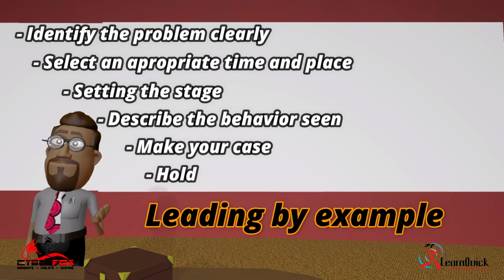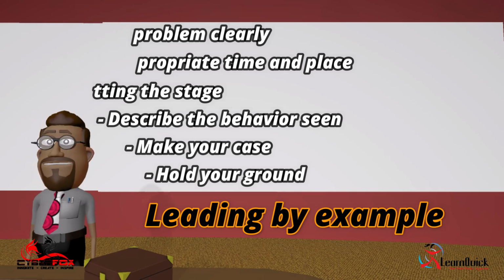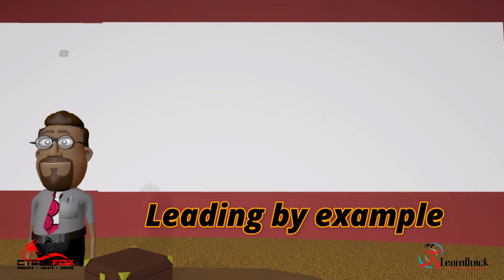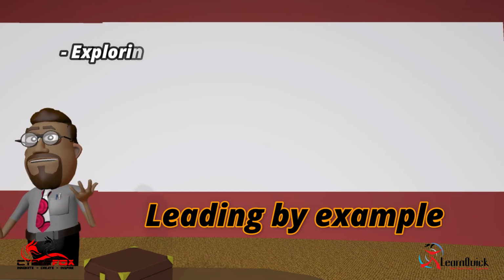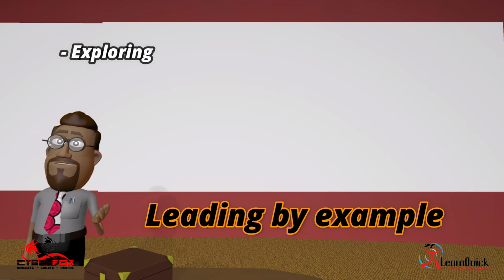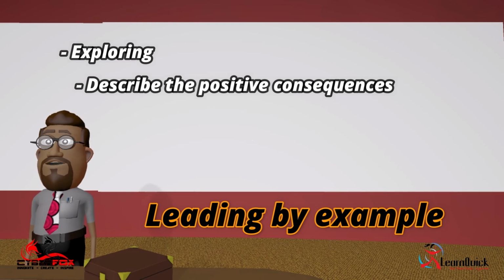The sixth step is holding your ground. If they push you back, then you need to listen for new information, but hold your ground and continue to be specific until it is clear that the message is understood. The seventh step is exploring. Before you can develop a plan for change, you need to fully understand the total context in which the behavior occurs. The eighth step is describing the positive consequences in order to build a commitment to change.